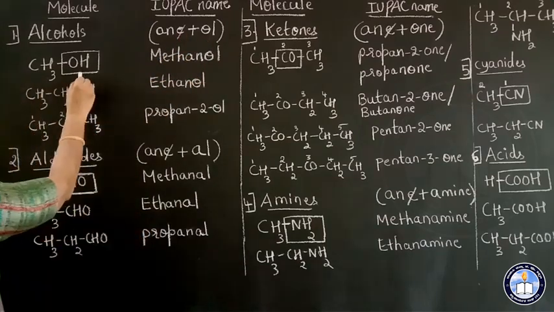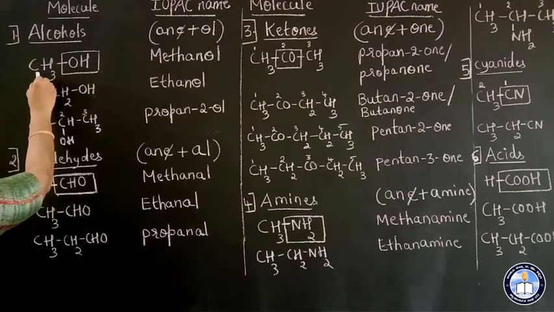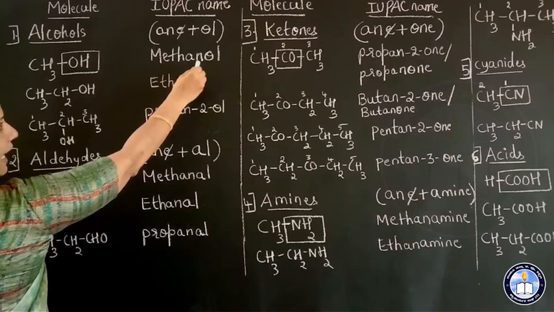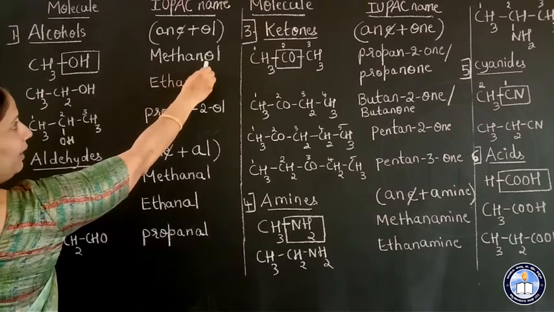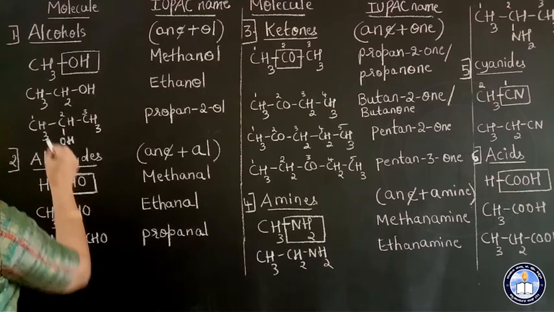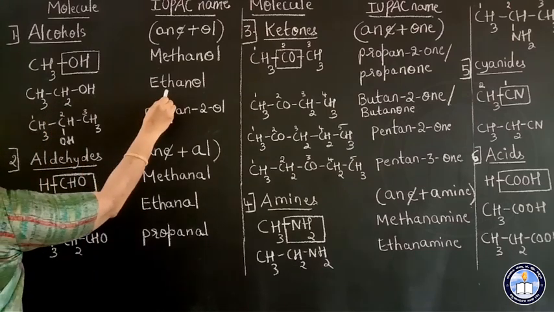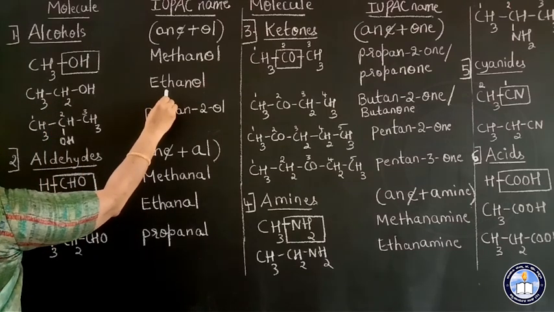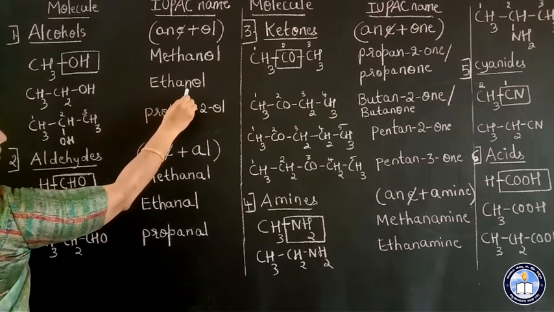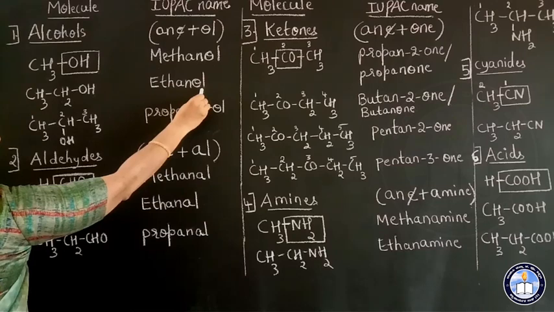See, CH3OH, only one carbon atom, the word root is meth. Only single bond, so AN, you have to remove the E and write OL. The OH group is there, right? Similarly, two carbon atoms, eth is the word root. Then single bonds, so AN, then suffix OL: ethanol.